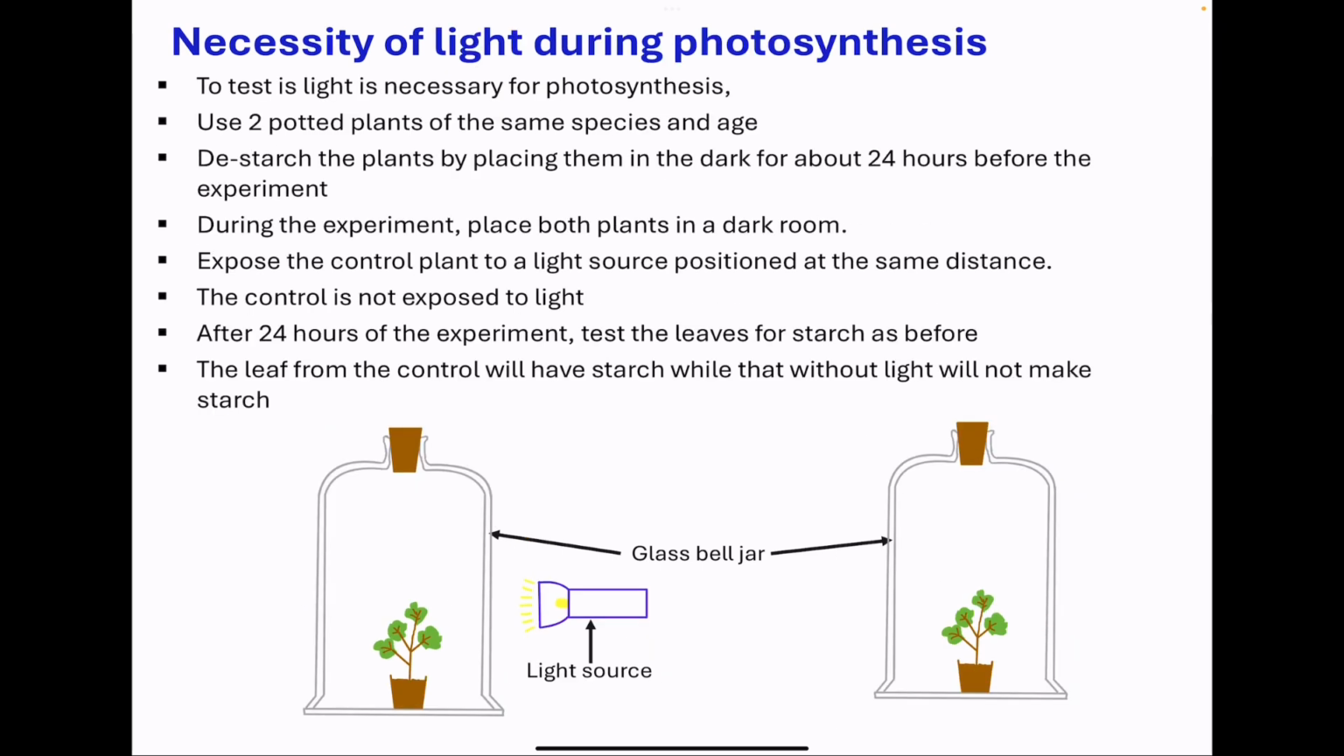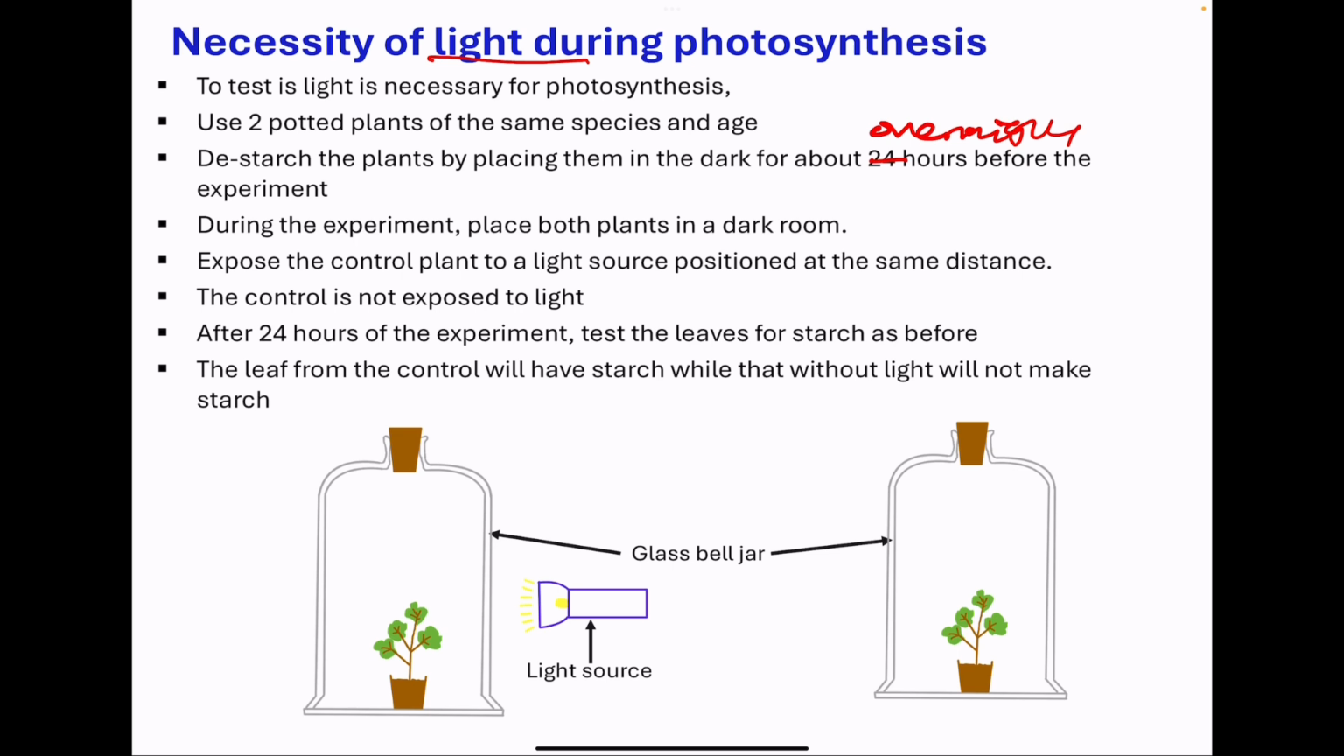Next, we study if sunlight is necessary for photosynthesis to occur. Again, remember the conditions we talked about are presence of chlorophyll, presence of sunlight, presence of carbon dioxide, and so on. So we've tested carbon dioxide, we've tested chlorophyll, and now we're going to test sunlight or light. To do this, we're going to get two potted plants. They have to be the same species and the same age. We will destarch them overnight. Here you could say 24 hours or just overnight in a dark room in order to lose all the starch from the leaves.